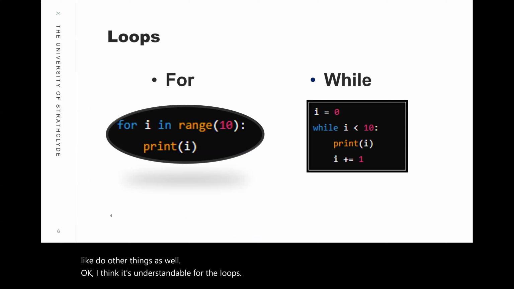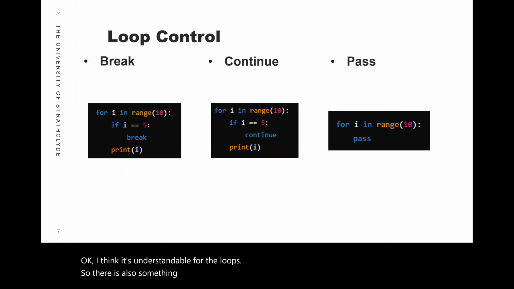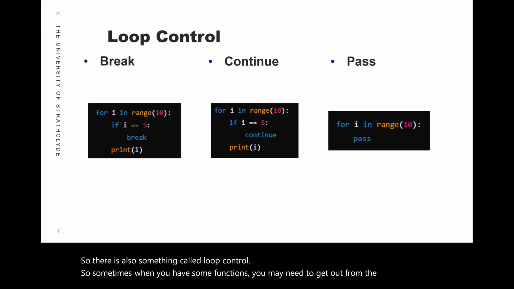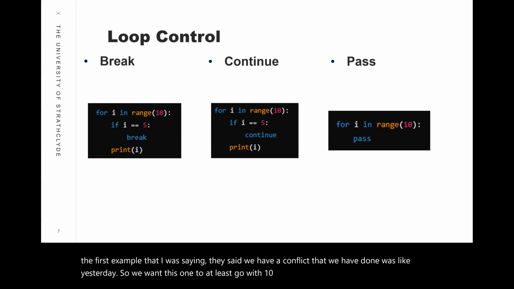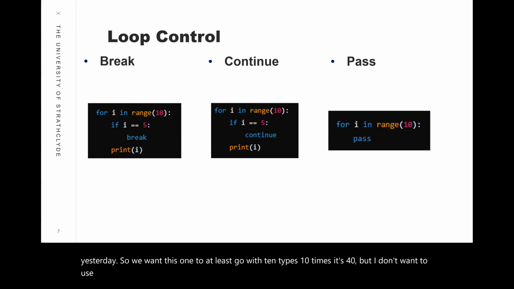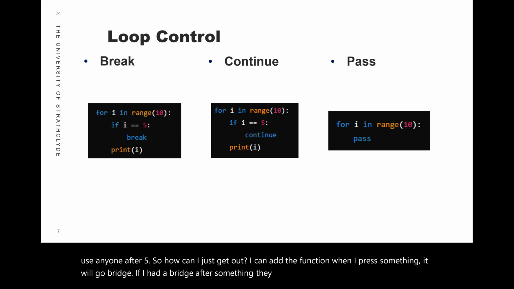So there is also something called loop control. Sometimes when you have some functions, you may need to get out from the loop. Just the first example that I was saying: let's say that we have a calculator that we have done like yesterday. We want this one to at least go 10 times. 10 times it's working, but I don't want to use anyone after 5. So how can I just get out? I can add a function so that when I press something, it will go break. If I add a break after something, let's say in here, you will see.